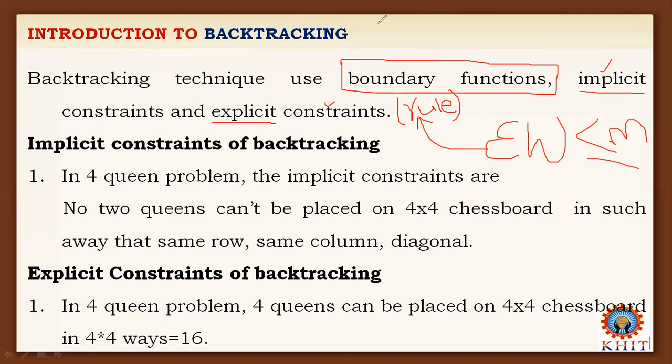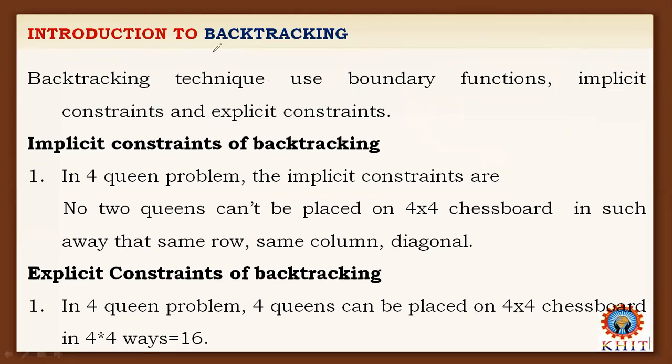So there are some rules if you want to apply the backtracking technique, and they depend on two kinds of constraints: the first is implicit constraints and the second is explicit constraints. Now let us see what is meant by an implicit constraint and how an explicit constraint differs from it. Here we will talk about the 4-queen problem.